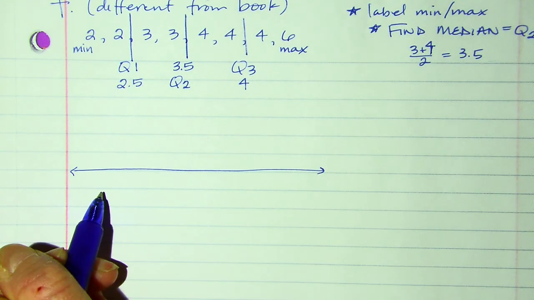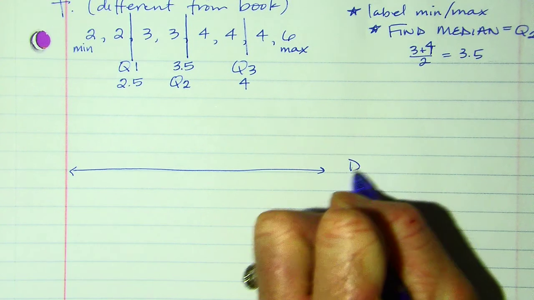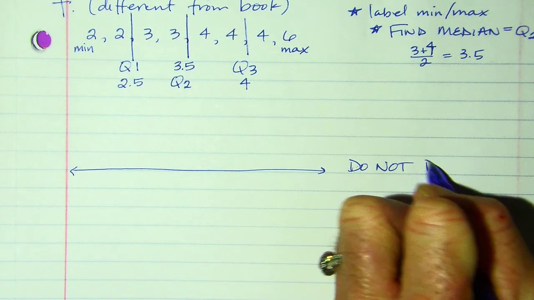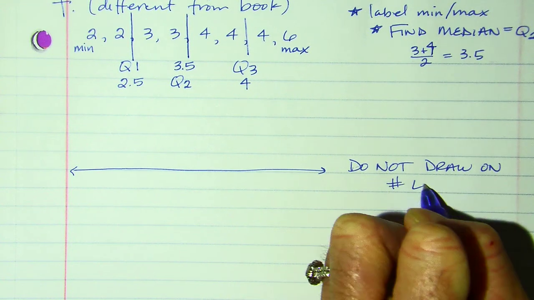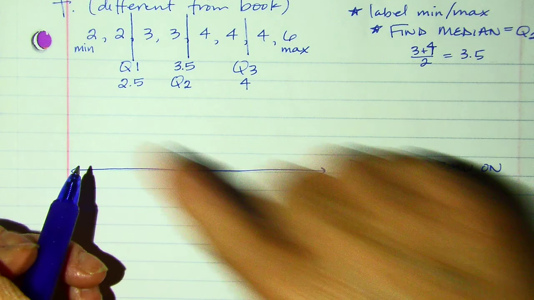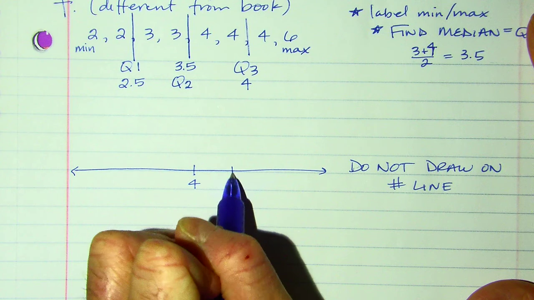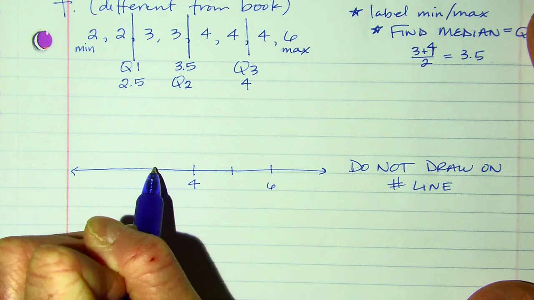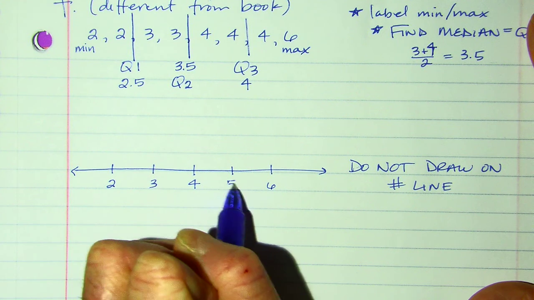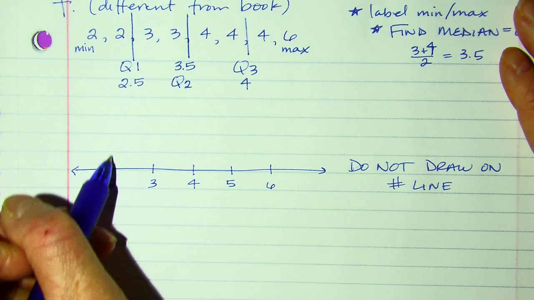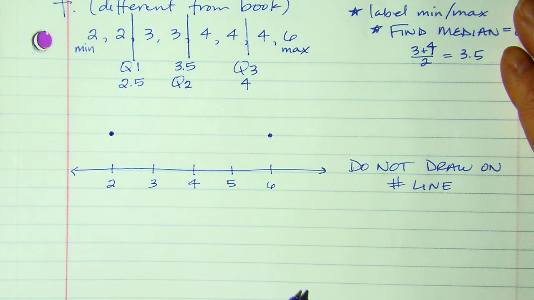Remember, draw the number line, but nothing should touch the number line. Do not draw on number line. Okay, so we only have to use our data. So let's say this is 4, 5, 6, 3, 2. We don't have to use anything but our data. So my minimum is 2, so there's a dot. My maximum is 6, dot.